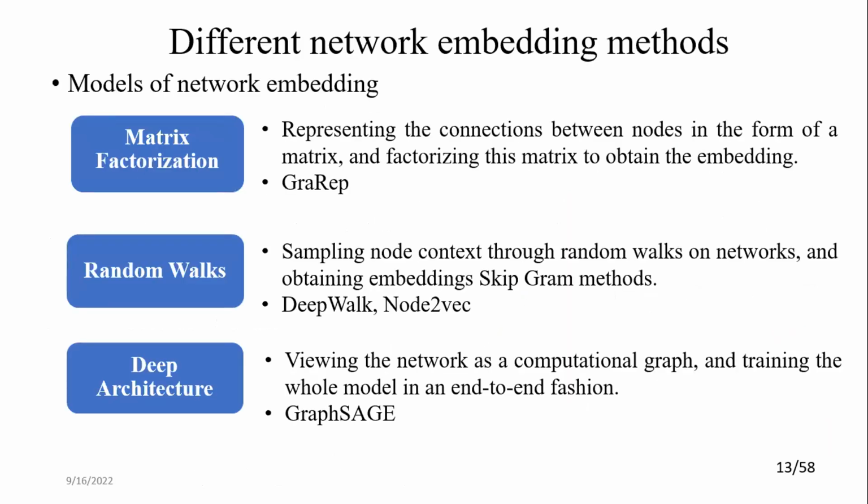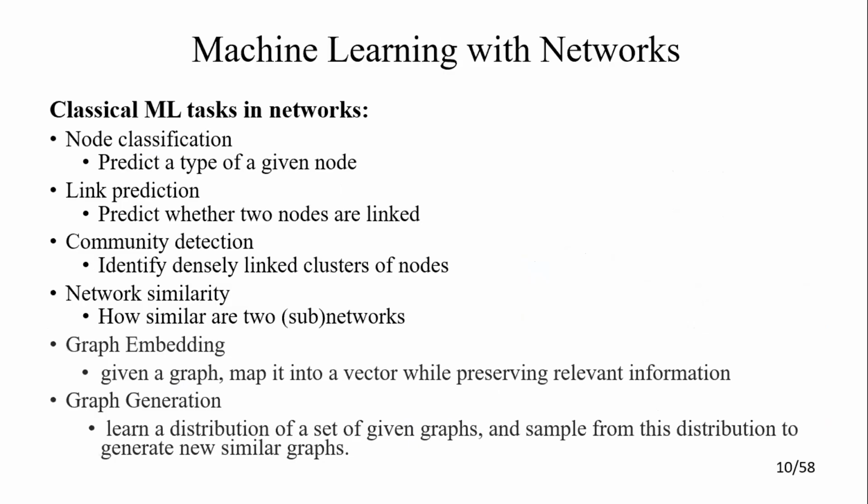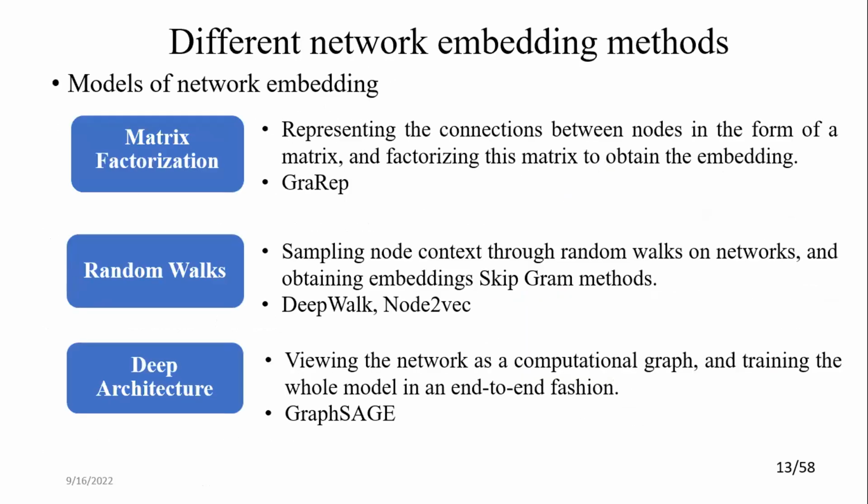The other main ML application for network embedding is community detection, that is, by using a clustering method we can identify which communities are clustered together. It is also used to identify network similarities, and to learn graph generation. There are different models for network embedding, and the main categories are matrix factorization, random walks, and deep architecture.